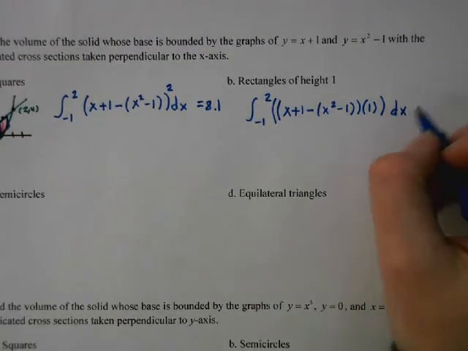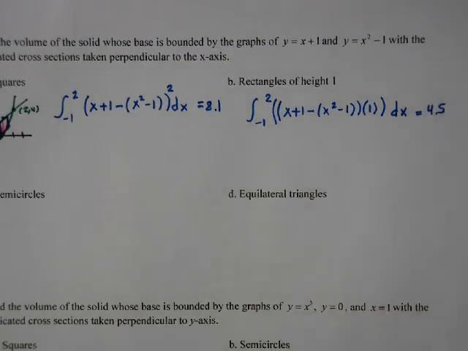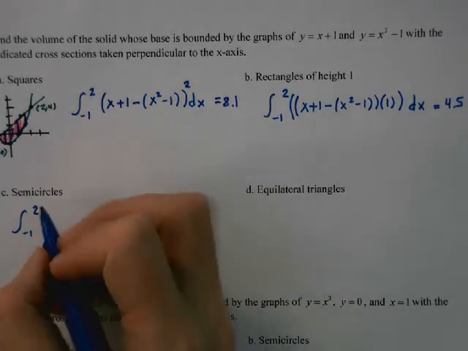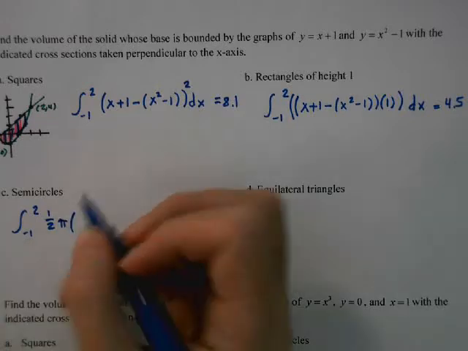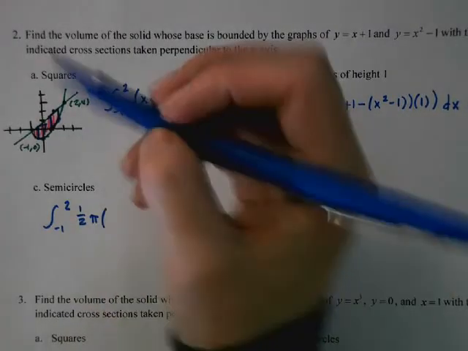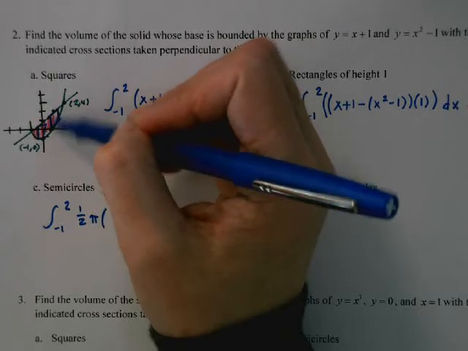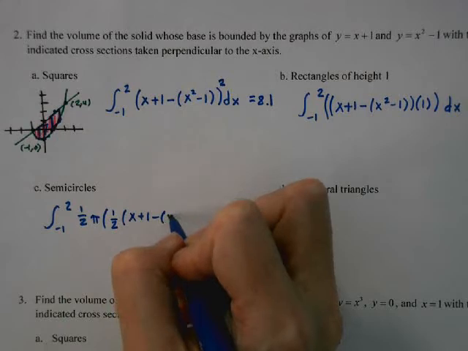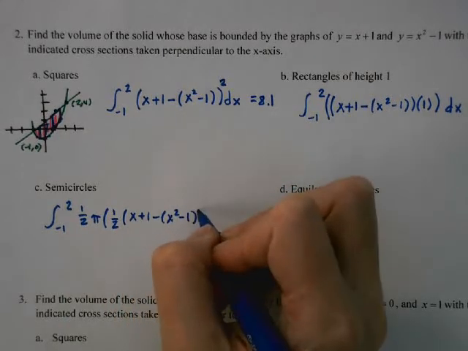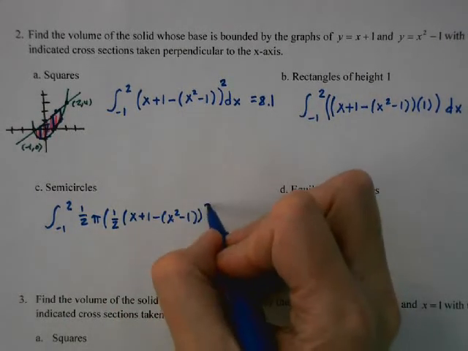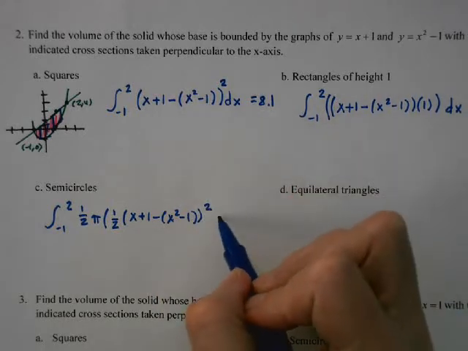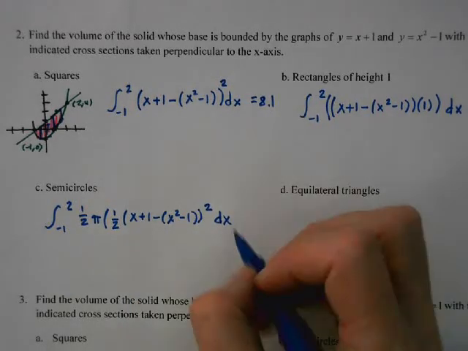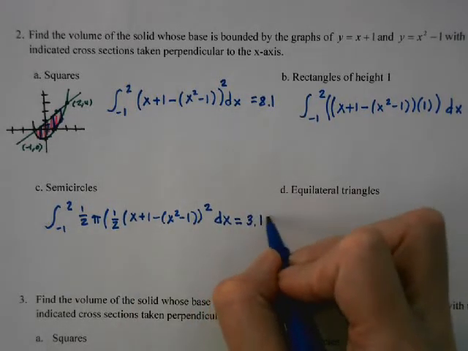Okay, when you type that in the calculator, we get 4.5. Okay, semicircles. So we're going to have 1/2 pi r squared. The radius is going to be half of that distance that we used for the square and the rectangle. So it's going to be 1/2 of (x plus 1 minus x squared minus 1). So pi r squared. Number of parentheses, I think we're good there, which gives us 3.181.